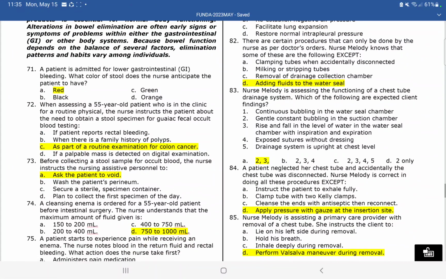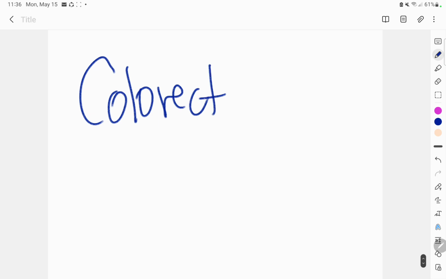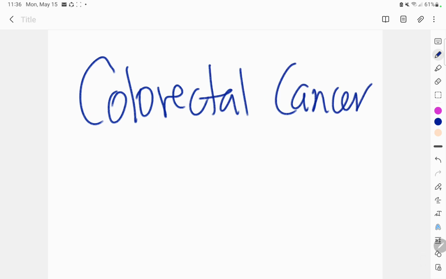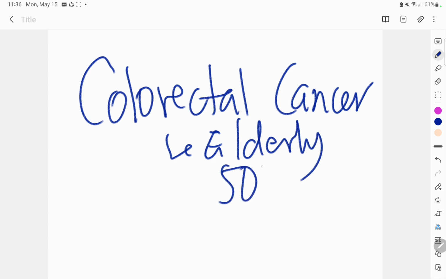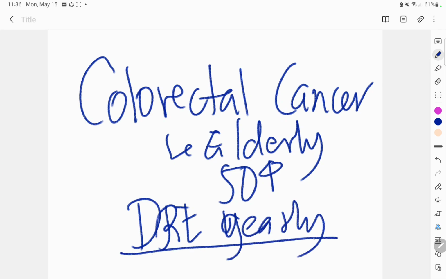So, number 72. Alright. So, this is a test for what? Colon cancer. Usually colorectal cancer, class, happens during the elderly. Especially if the patient is 50 and above, they should have a digital rectal exam annually or yearly. That should be performed on them.